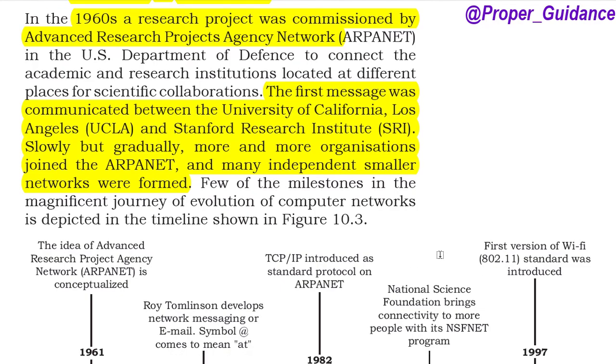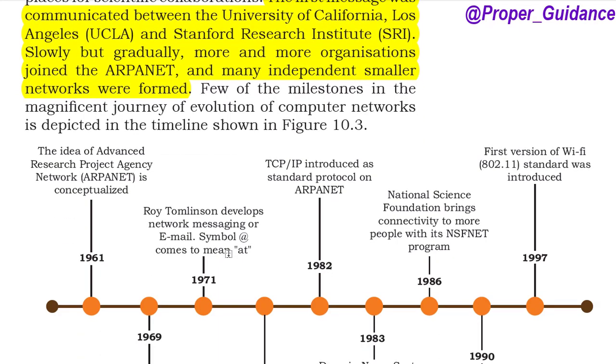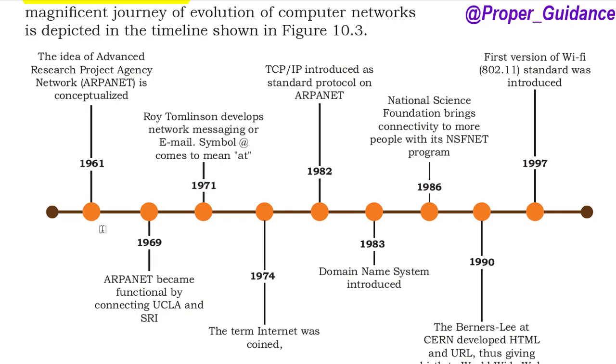A few of the milestones in the magnificent journey of the evolution of computer networks are depicted in the timeline shown in the following figure. Please go through it. This is 1961, ARPANET is here. In 1969, ARPANET became functional by connecting UCLA and SRI. In 1971, Ray Tomlinson developed the network messaging, or email, system, and today we are much more familiar with email, right?